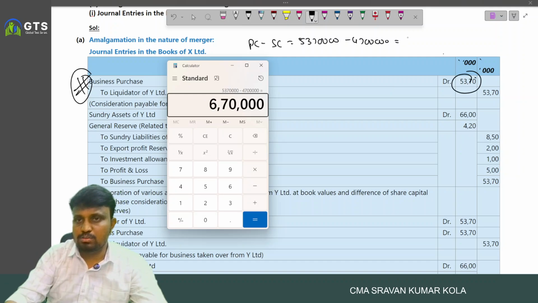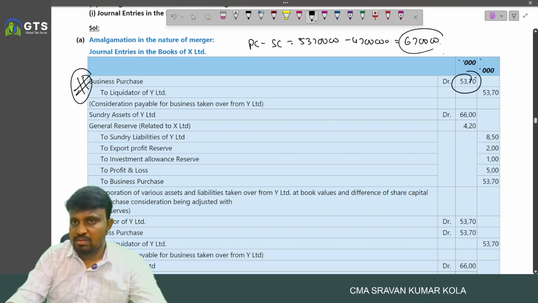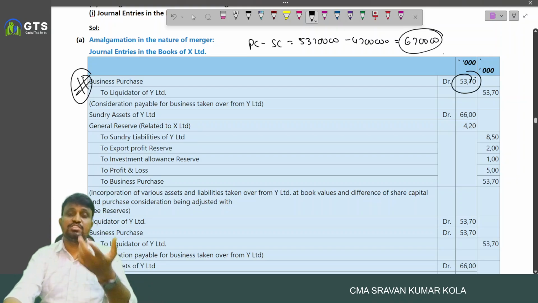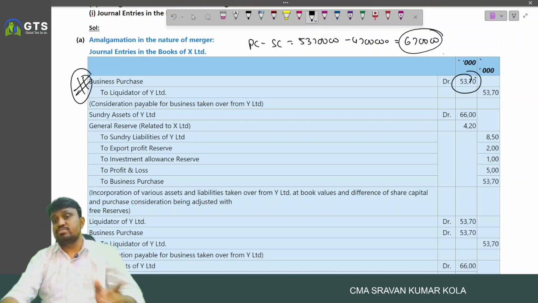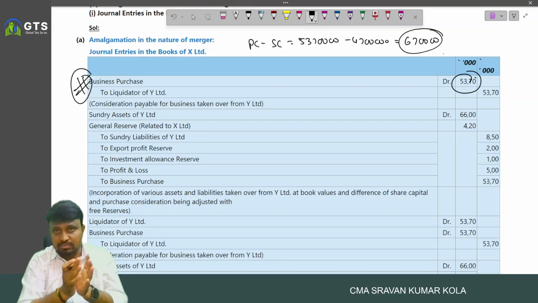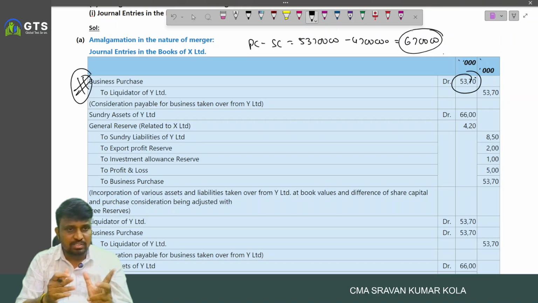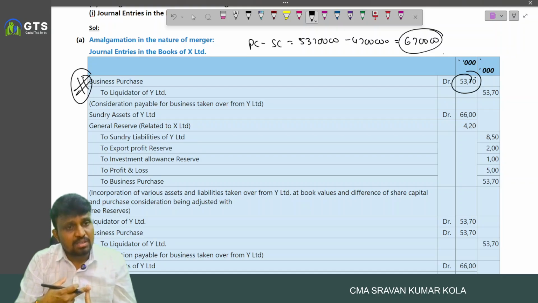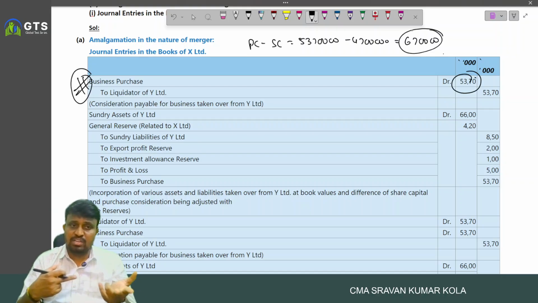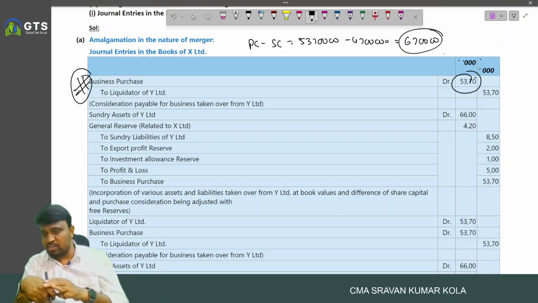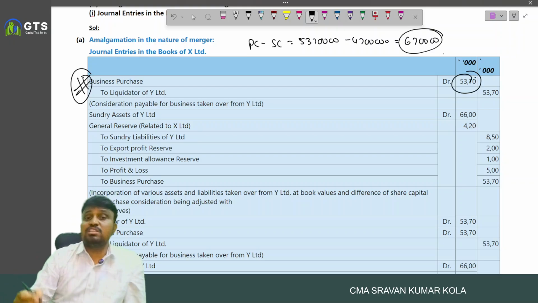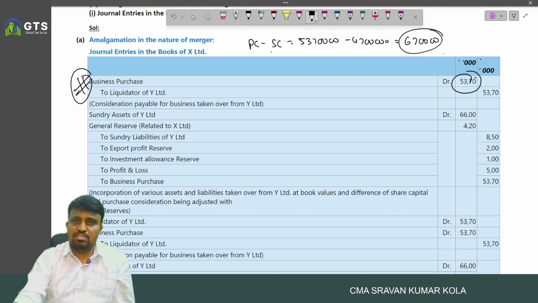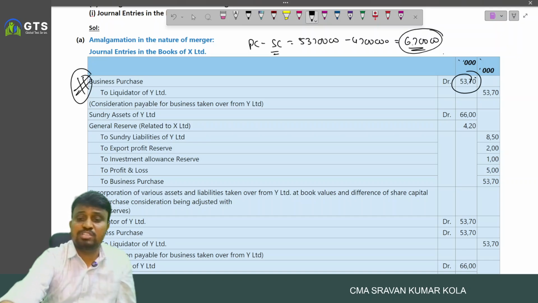6 lakh 70,000. This 6 lakh 70,000 is required to be adjusted as part of amalgamation in the nature of merger. And where to adjust? In case of a merger, nothing but the pooling of interest method, we have to reduce it from general reserve of the transferor company, or general reserve of the transferee company, or profit and loss of the transferor, profit and loss of the transferee. This is the order. So here PC is more than share capital, so it is a capital loss. We have to adjust it to general reserve.